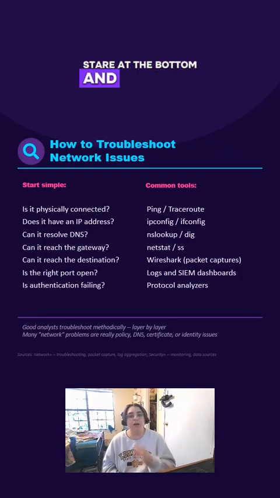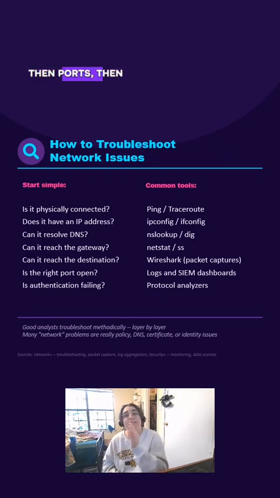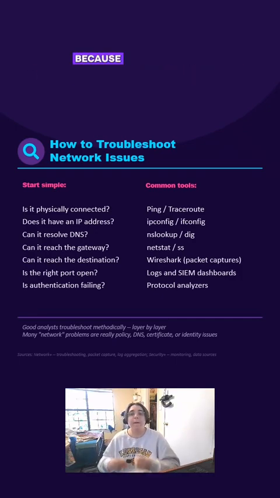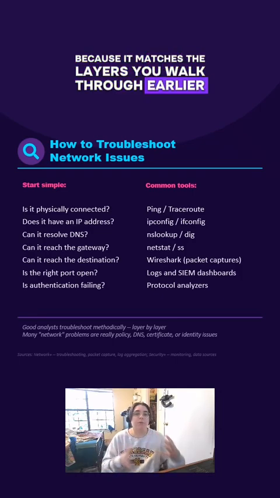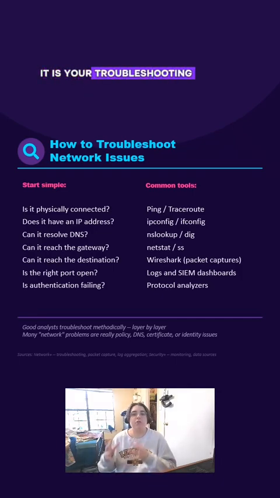Start at the bottom and move up. Physical first, then addressing, then DNS, then reachability, then ports, then authentication. Okay, that sequence should feel familiar because it matches the layers we walked through earlier in this deck. Now, the model is not just a concept, okay? It is your troubleshooting method.